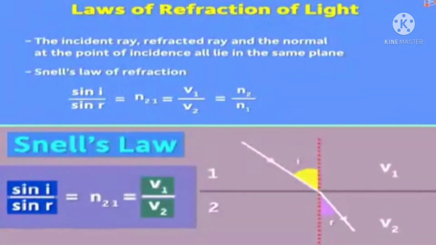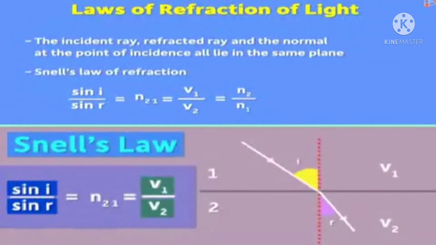Then we see the laws of refraction of light. The first law is that the incident ray, refracted ray and the normal all lie in the same plane. And the second law is Snell's law, which is very important for you for solving examples on this topic.